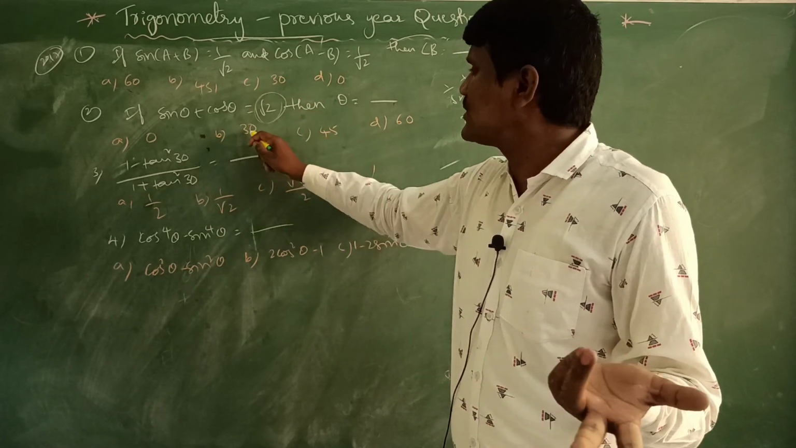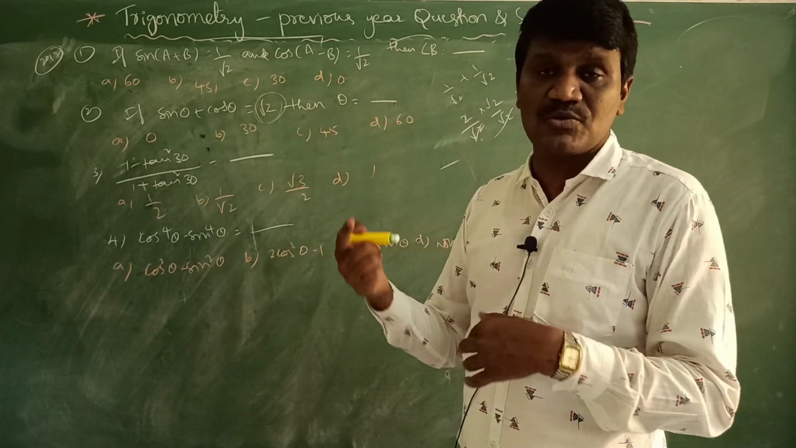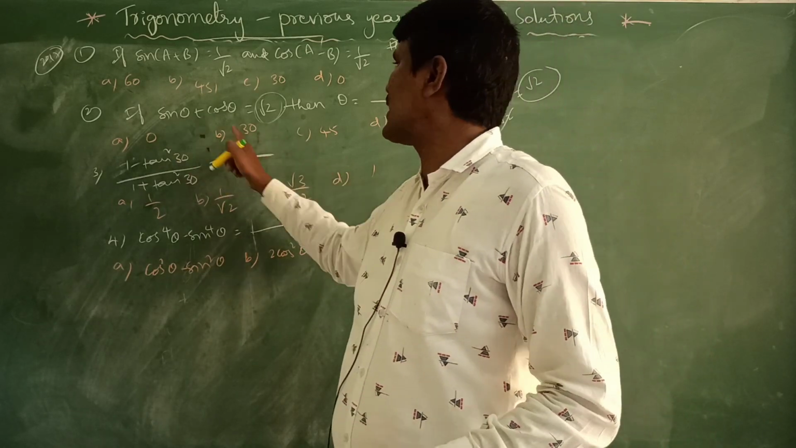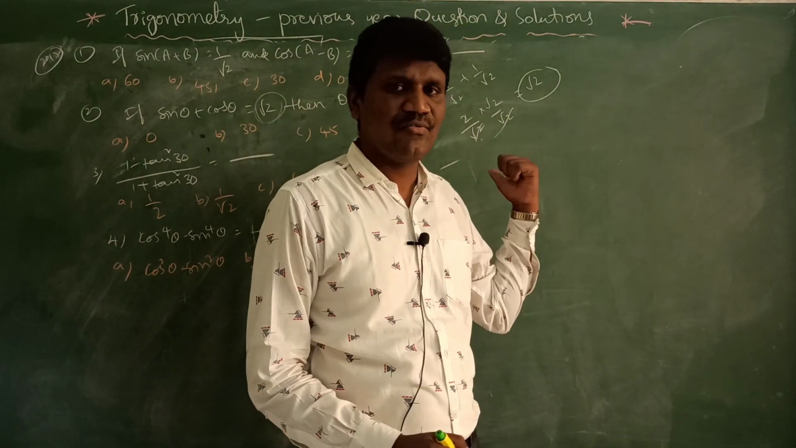Sometimes it can also come with root 3 by 2 or 1 by 2, but in this case you substitute and solve it. We are getting the answer for 45.